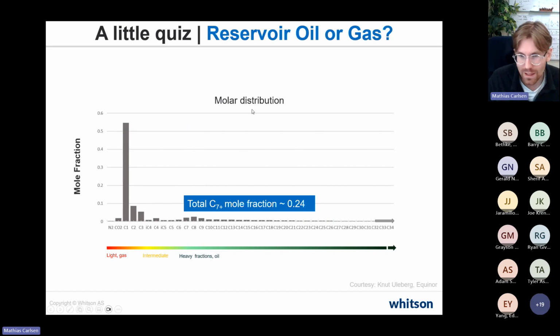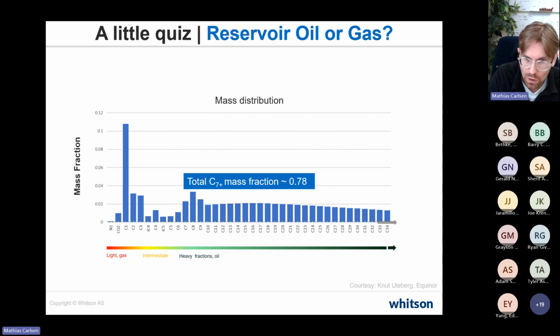And of course, it was kind of a trick question. This is because we're showing the mole fraction of each of the components. If I flipped this and showed you the mass fraction of each of the components, then we would maybe be thinking, okay, 80% of the weight here is C7 plus. C7 plus is the stuff that turns into stock tank oil. That's the heavy stuff. Well, then maybe you would think it's an oil. We'll learn these rules of thumb later, but this was a trick question, and this is a reservoir oil.